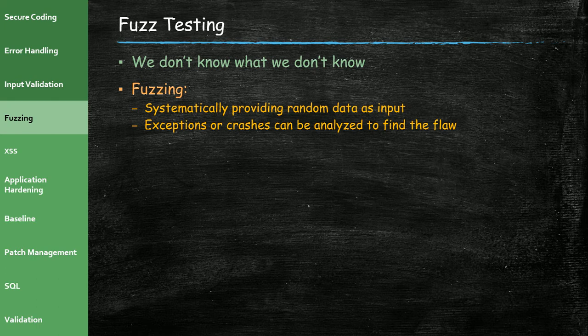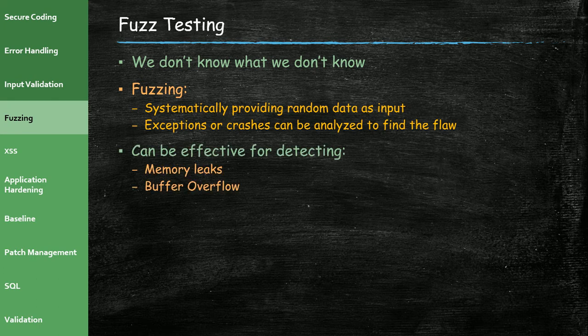Fuzzing is basically programs that you can use that will systematically submit random data. And the idea is that random data may make it easier for you to detect things like memory leaks or buffer overflows, some of the other attacks that we talked about previously. So if we submit a bunch of random data, we might be able to detect those memory leaks and buffer overflows and things like that, by just putting in data that we never would expect.